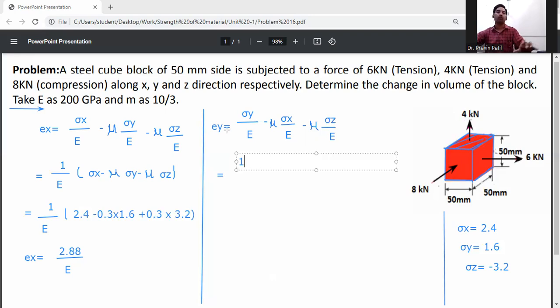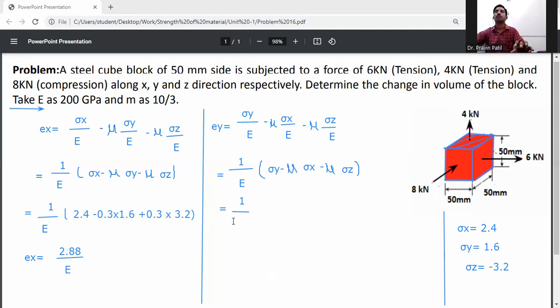Put all these, take 1 by E as common. 1 by E in bracket: sigma y, then minus mu sigma x, then minus mu sigma z, bracket close.